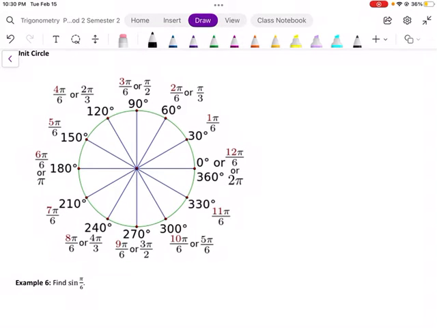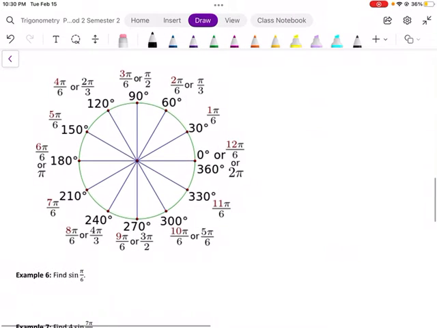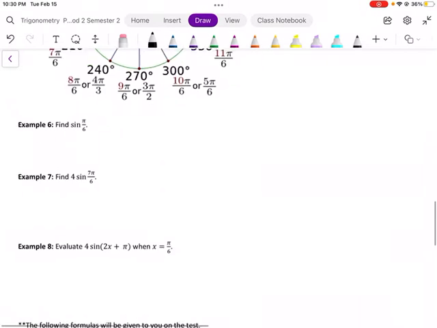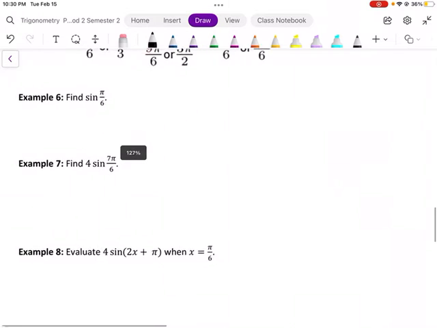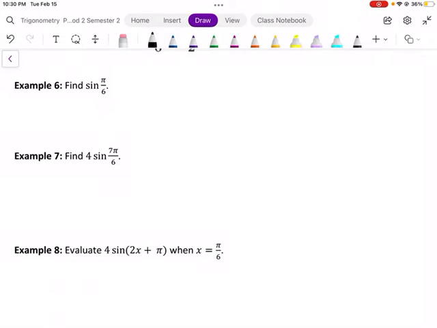All right. And before, you may be familiar with the unit circle, and you can sometimes use this to help you figure out what reference angles you have for a certain problem. So you can look back at this as you need. Now we're going to work on evaluating some values in radians. Our first example is we're looking for the sine of pi over 6.